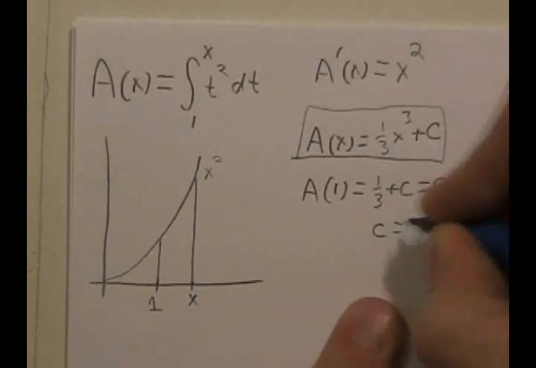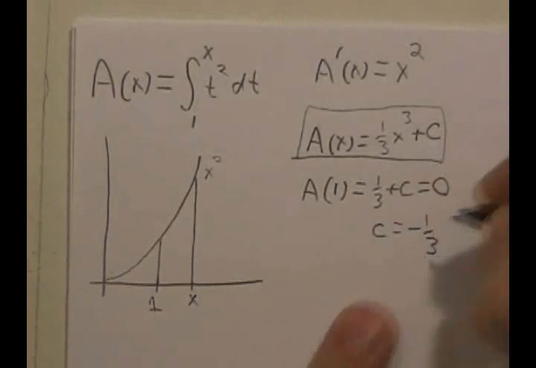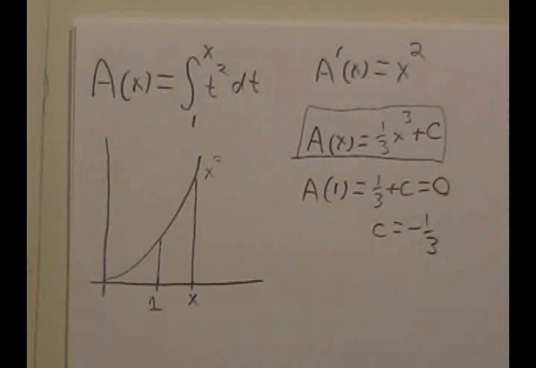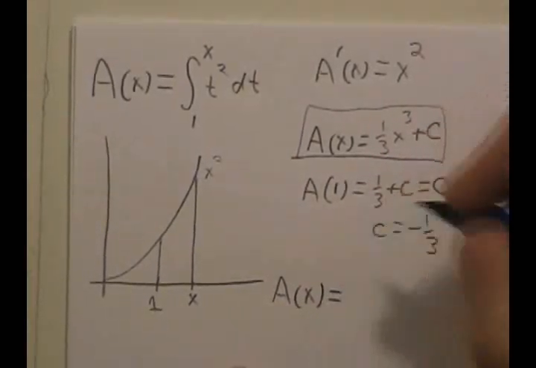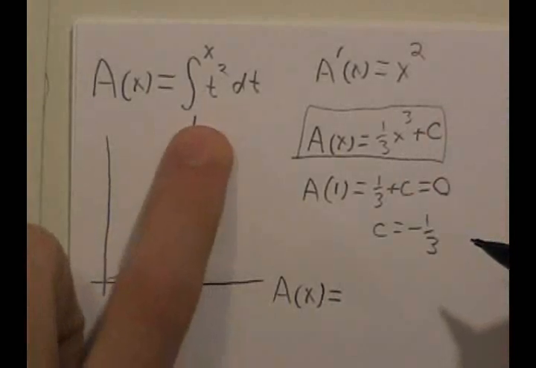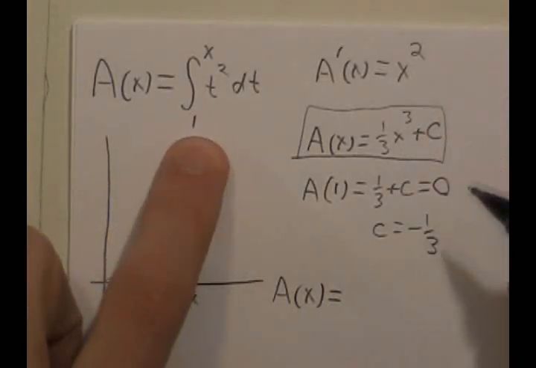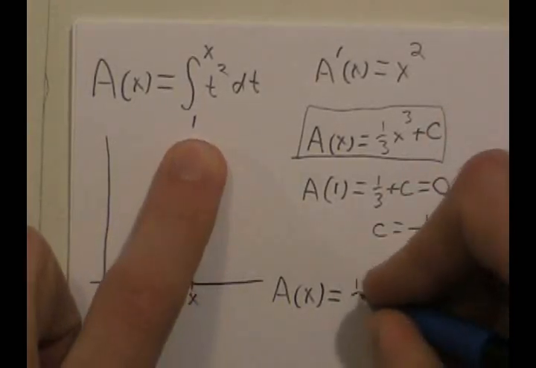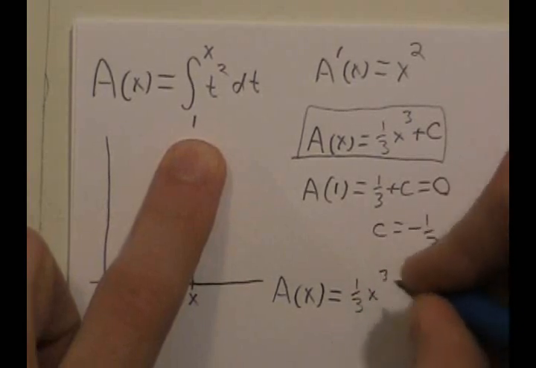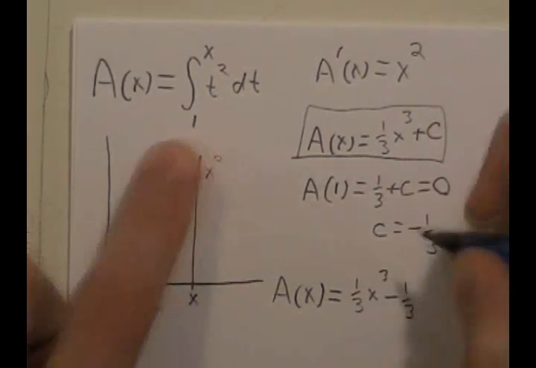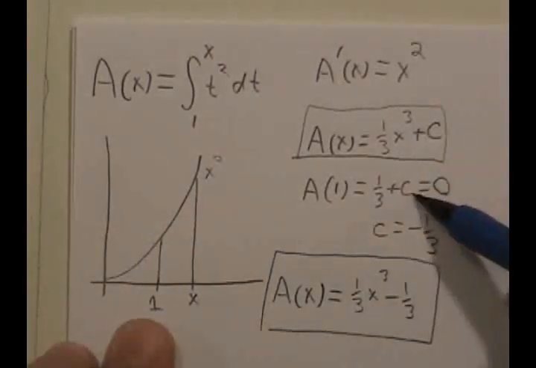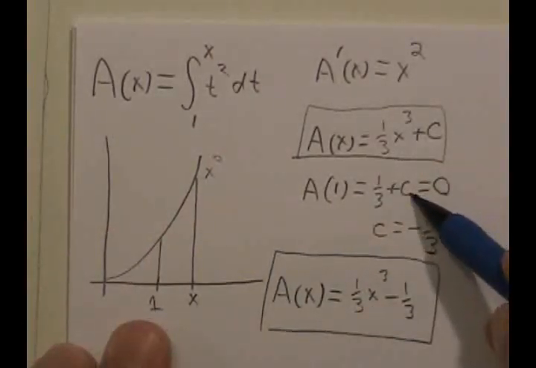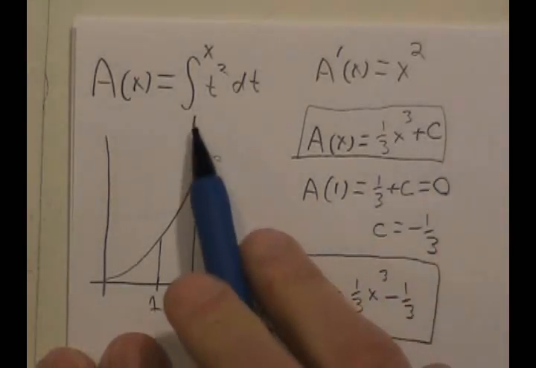Therefore, c is going to equal minus 1/3. And the actual function itself, a of x, when written out nicely, is actually 1/3 x cubed minus 1/3, if we start from 1. Anyway, see, the constant of integration is going to be something different depending on where we start from.